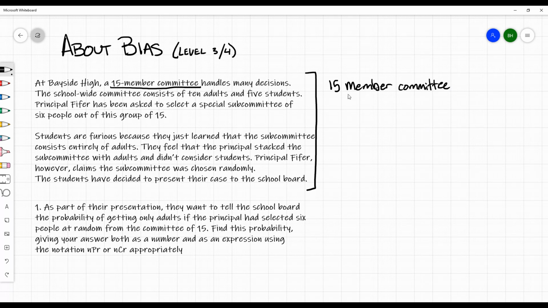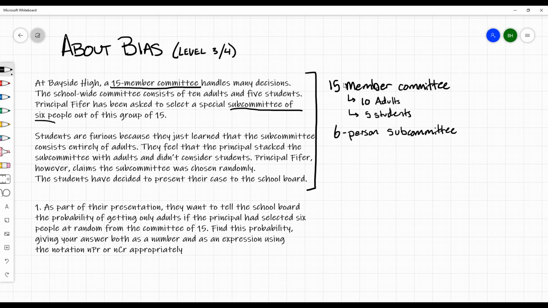Yep. There's a 15-member committee, and within this committee, there are 10 adults and 5 students. Okay. Eventually, there's a subcommittee, a second group out of 6 people. So a 6-person subcommittee. Okay, I'm not doing any real math yet. I'm just organizing my information.